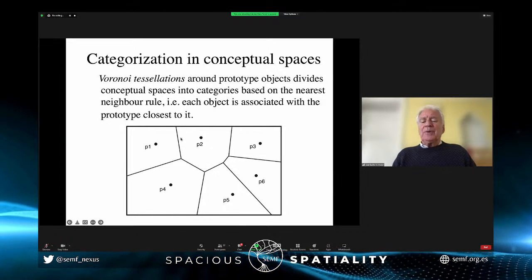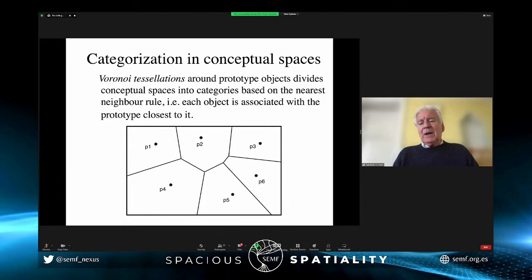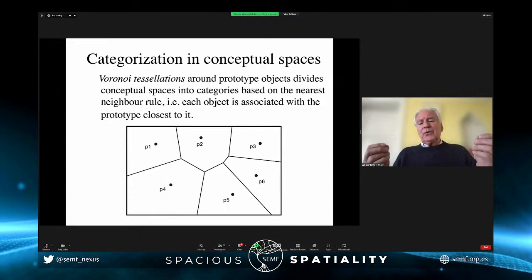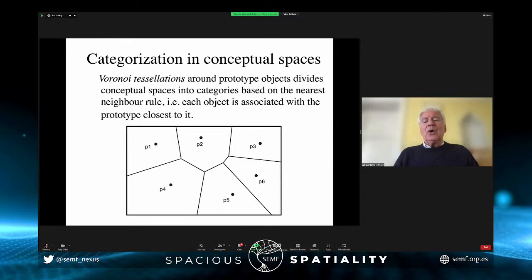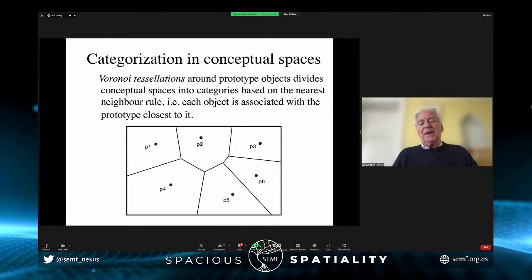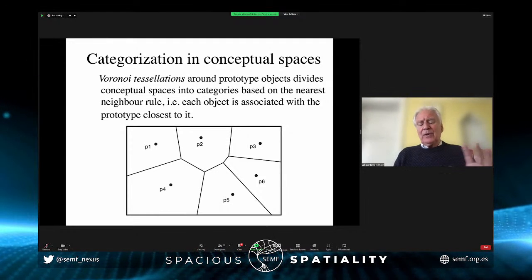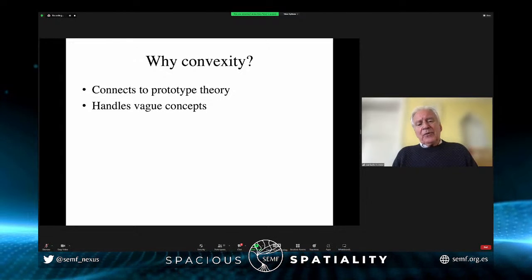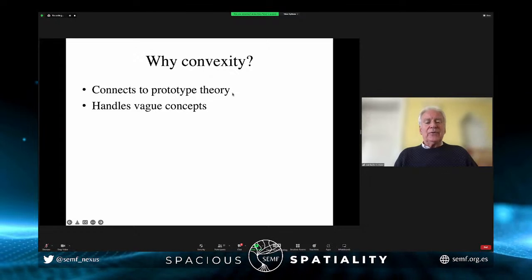The borders may not be sharp. I mean, they may be vague. That's not a big problem. The point here is that from prototypes plus a space with a metric, we immediately get a convex partitioning of the space. And I'll get back to the learning problem in a second. So it connects to prototype theory via something like a Voronoi tessellation.